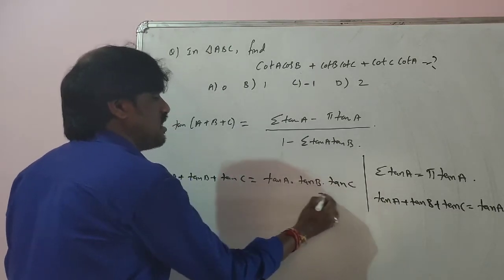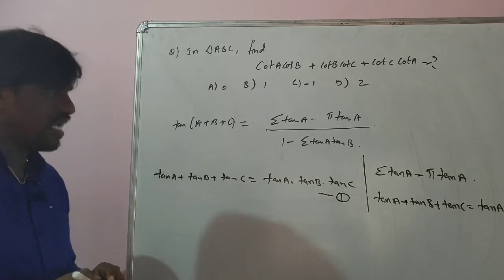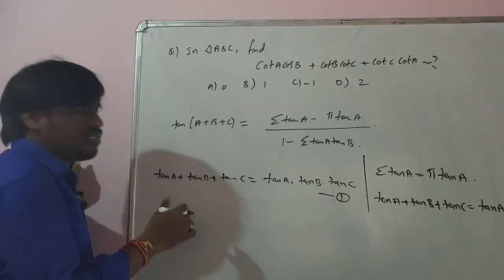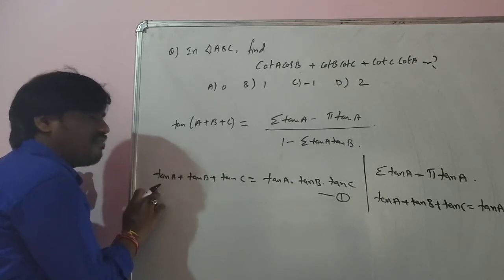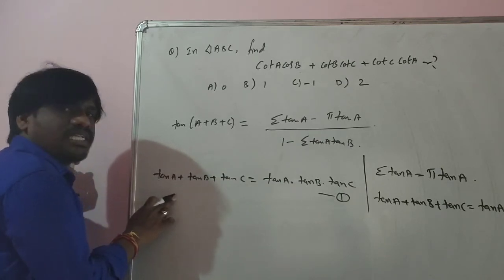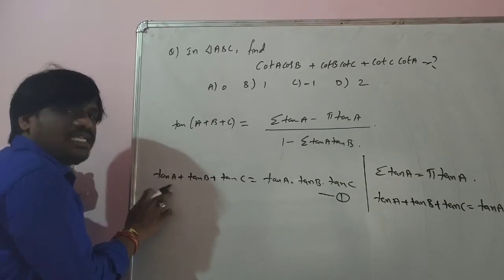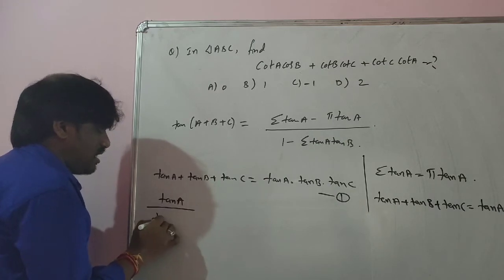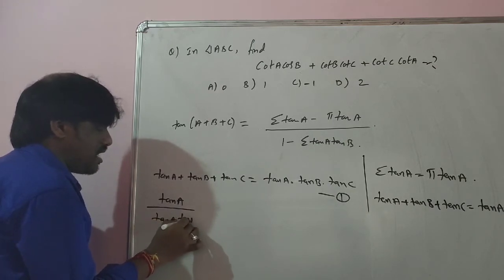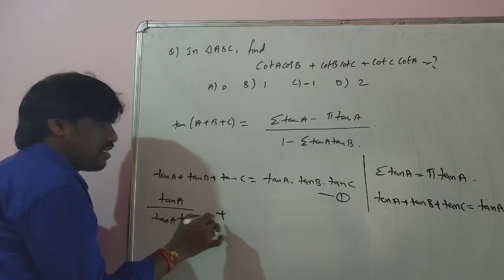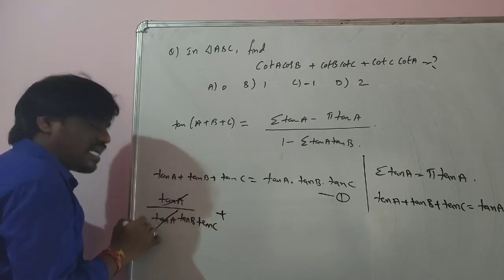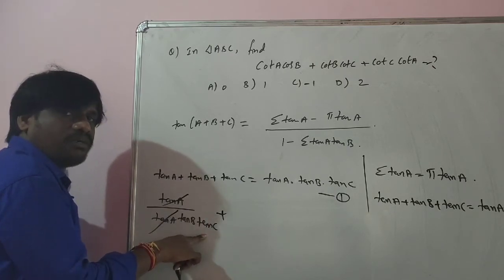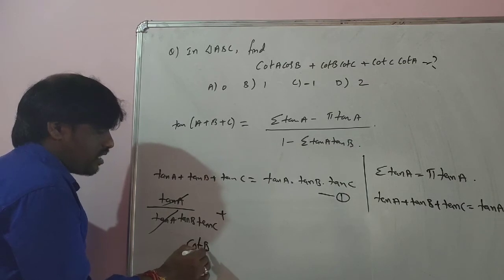Just divide by tan A tan B tan C on both sides. If we divide on both sides, what am I going to get here? Tan A will be cancelled out, and I get 1 by tan B tan C. Likewise, 1 by tan A tan B will be cot A cot B. Are you getting it here? Tan A divided by tan A tan B tan C, plus likewise I will get. Tan A cancels, so 1 upon tan B and 1 upon tan C, I am going to get cot B cot C.